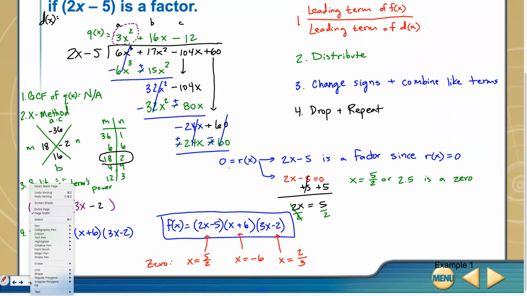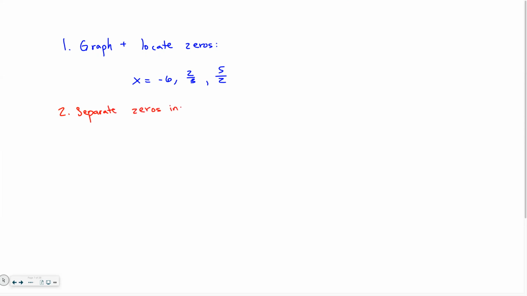Let me get a new page. You would graph, and you would find the zeros. So here's the calculator cheating way: graph and locate zeros. When I did so, we got the zeros -6, 2/3, and 5 divided by 2. Cool? Step 2, separate the zeros individually.